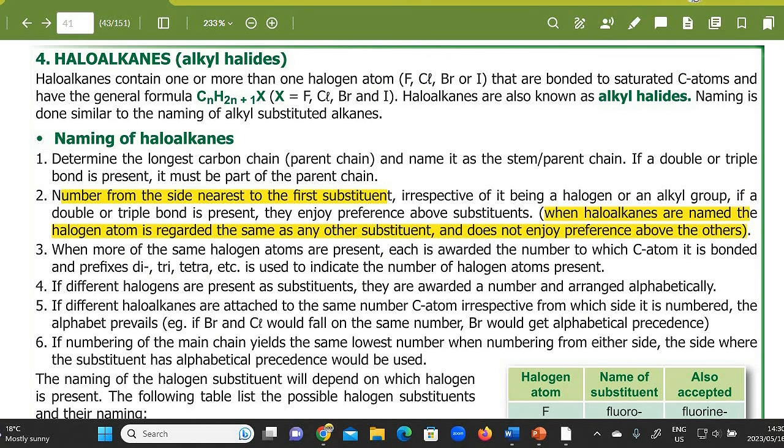Ignore the part with double and triple bond. Then in brackets here, when haloalkanes are named, the halogen atom is regarded the same as any other substituent and does not enjoy preference above the others. So you don't treat haloalkanes like normal functional groups. They are the only ones that have this weird thing. So please keep that in mind. A lot of teachers don't know this.